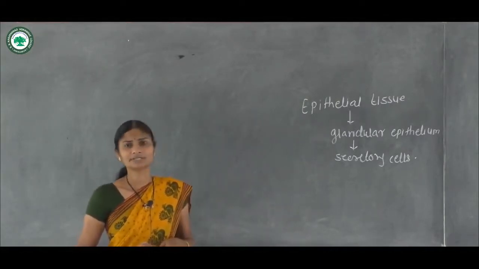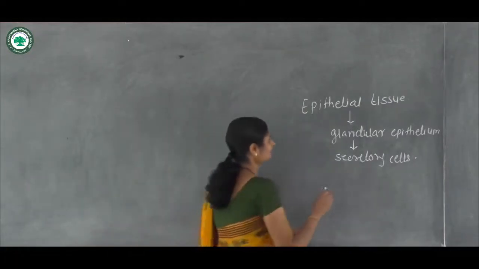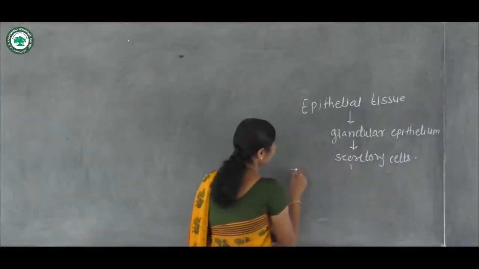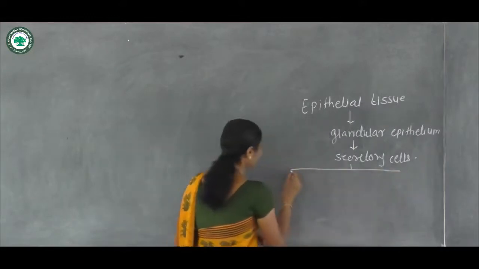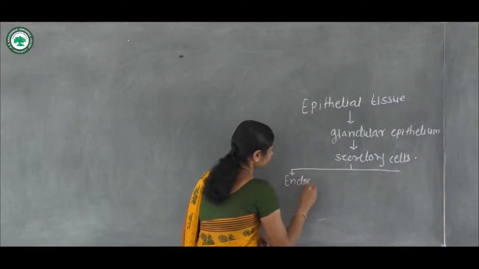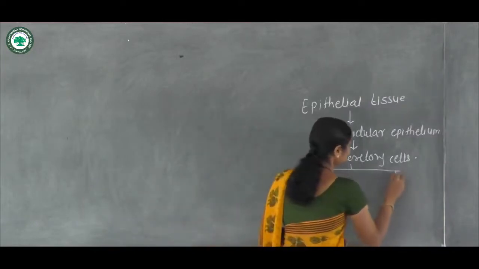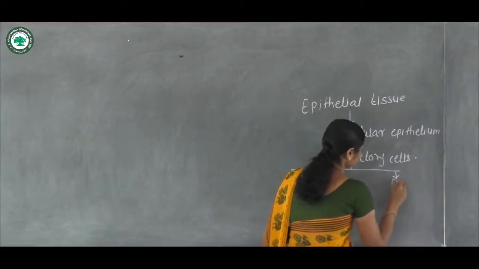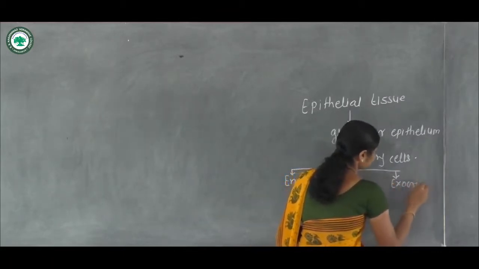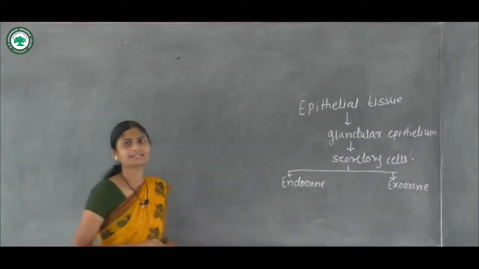These glandular epithelium present two types of gland cells. First one is endocrine gland. Second is exocrine gland. Let us see endocrine gland.